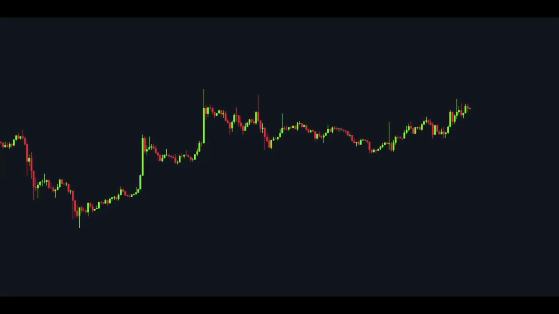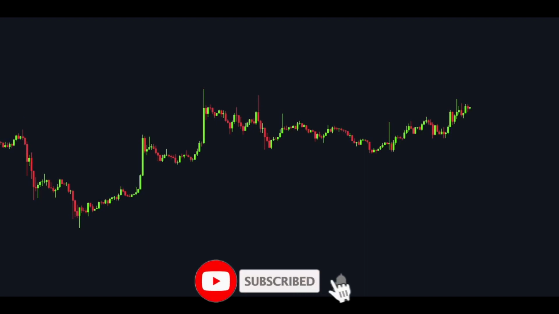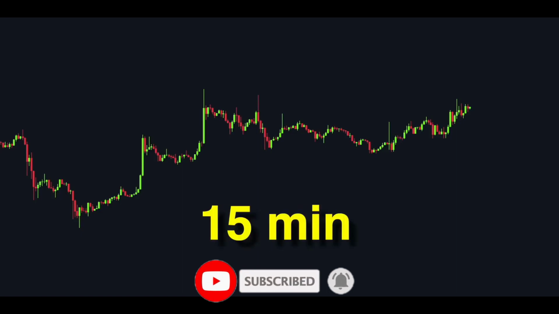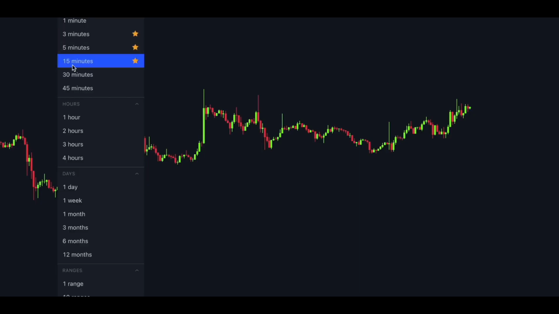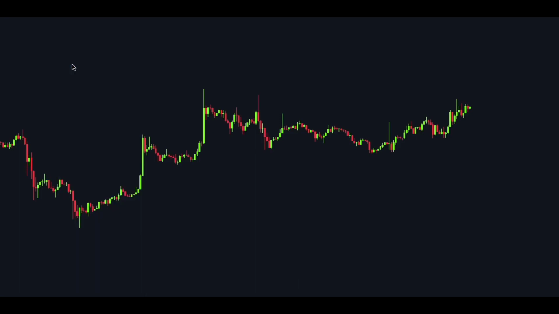Before I show you how to find the indicator, it is worth mentioning that this tool works great for day trading on shorter time frames like 5, 15, and 30 minutes. It can be used for trading cryptocurrencies, Forex, and stocks. Currently, I'm on Ethereum price chart on the 15-minute time frame.